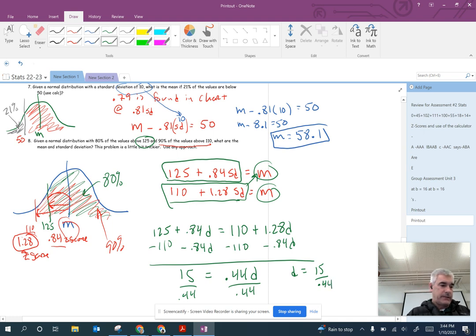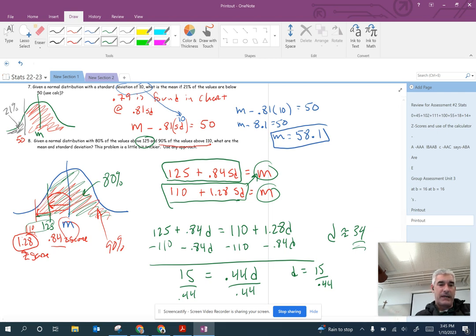I'll use my calculator real quick. Clear. 15 divided by 0.44, 34.09. I'll just call it 34. So D is about 34, my standard deviation. So I'm looking over here. I just want to check to see if it's reasonable. It's kind of hard to check here for reasonableness with this, but these numbers are pretty big. This is about half a standard deviation is 15. So if I doubled, I get 30. That's reasonable for 34.